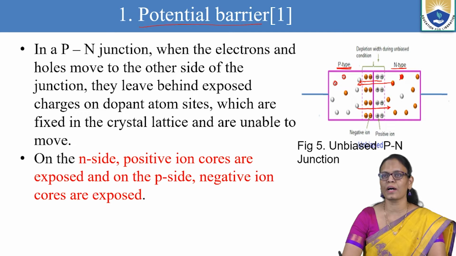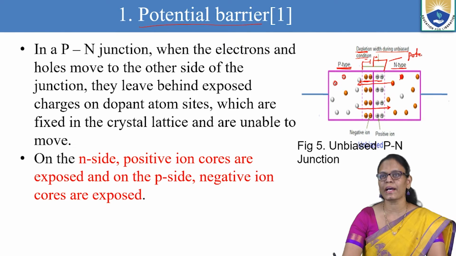When the electrons from here have come onto the P side, they will leave positive ion sites that are stuck to the crystal lattice. And here on the P side, they will leave negative ions that are stuck to the crystal lattice. So on the N side we have the positive ion sites and on the P side we have the negative ion sites. This develops an electric field which gives rise to the potential barrier. So this is the depletion region. In unbiased condition, we are not doing any biasing. We are only talking about the potential barrier.